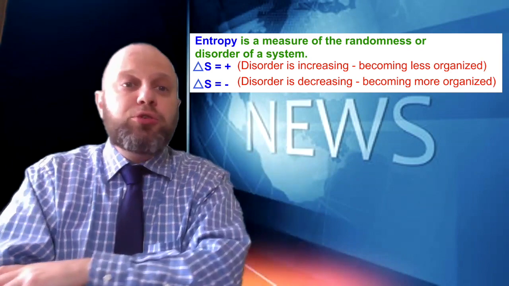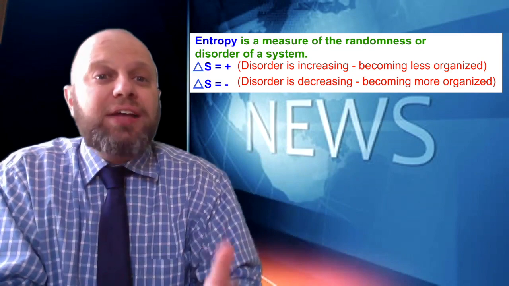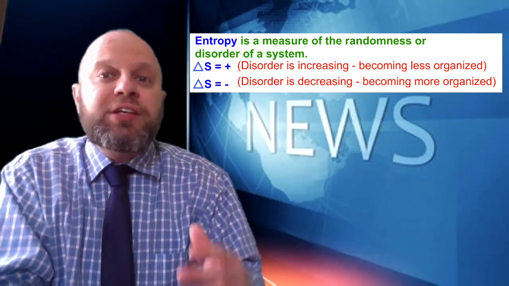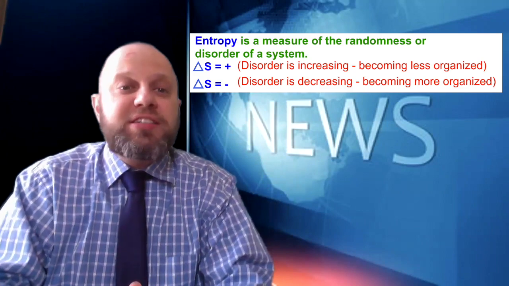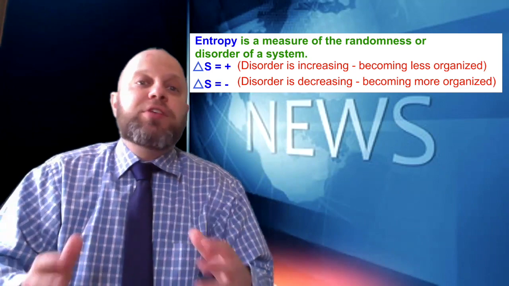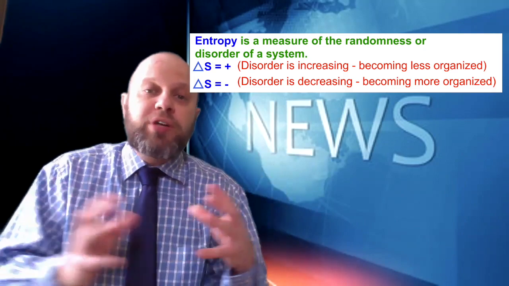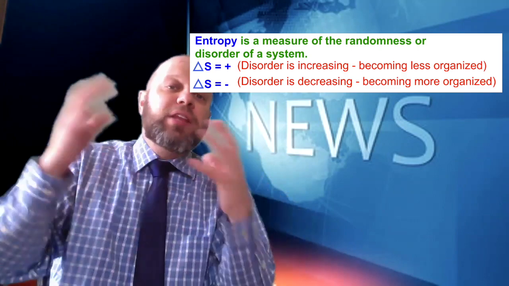So if you look at the two terms, we have a delta S. If a delta S is positive, that means disorder is increasing. It's becoming less organized and more random. And if you have a delta S that is negative, that means disorder is decreasing. It's actually becoming more organized. So moving closer toward either a solid phase or something that is less disordered than a gas.